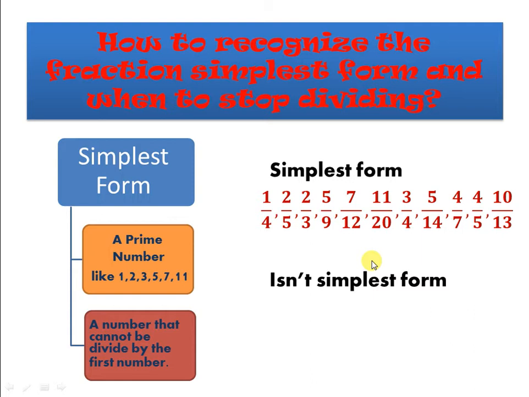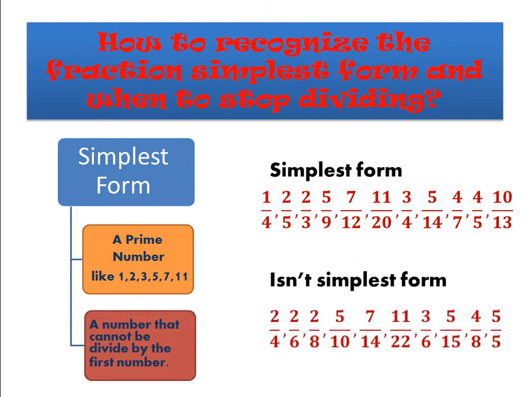On the other side, I will give you some examples of fractions that aren't in their simplest form and need to be simplified more. Like 2 over 4. 2 is a prime number already, but 4, the second number, can be divided by 2. And the answer would be 2 if you divide 4 by 2. 2 over 6. 2 is a prime number, but 6 can be divided by 2. 2 over 8. 2 is a prime number, but 8 can be divided by 2. So it isn't in its simplest form. 5 over 10. 5 is a prime number, 10 can be divided by 5. 7 over 14. 7 is a prime number, 14 can be divided by 7. And so on. So all these numbers need to be simplified.